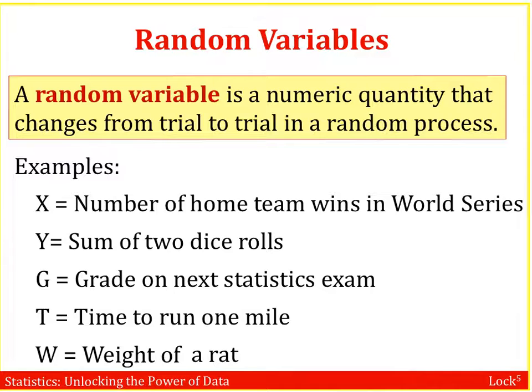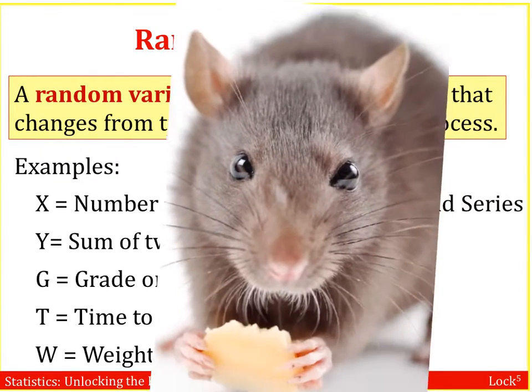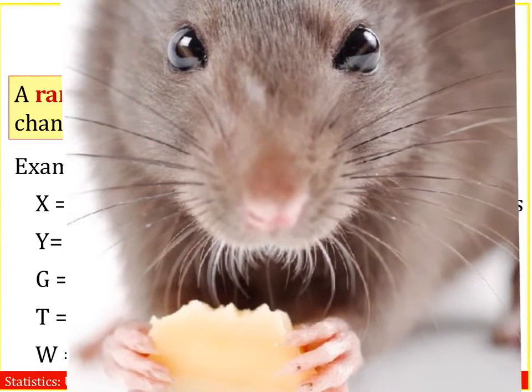A few examples are shown here. Generally we use a capital letter like X or Y to denote that we're using a random variable. So we could be talking about the number of wins in the World Series, the sum of two dice, the grade on the next statistics exam, the time to run 1 mile, or maybe the weight of this cute little rat eating a wedge of cheese.